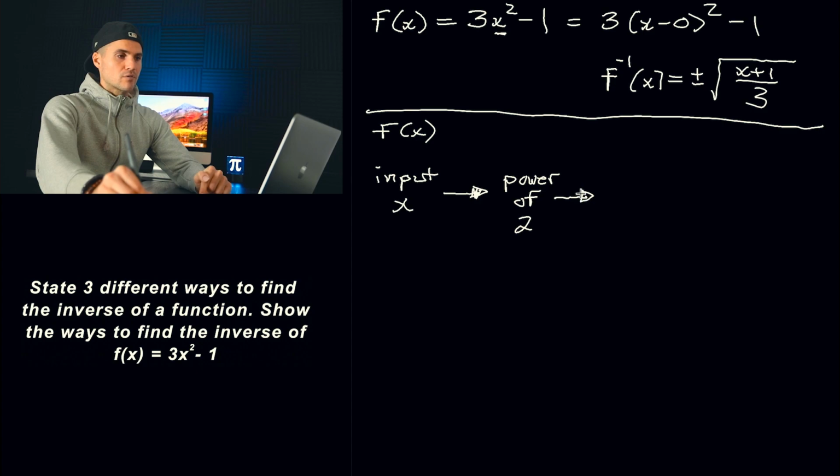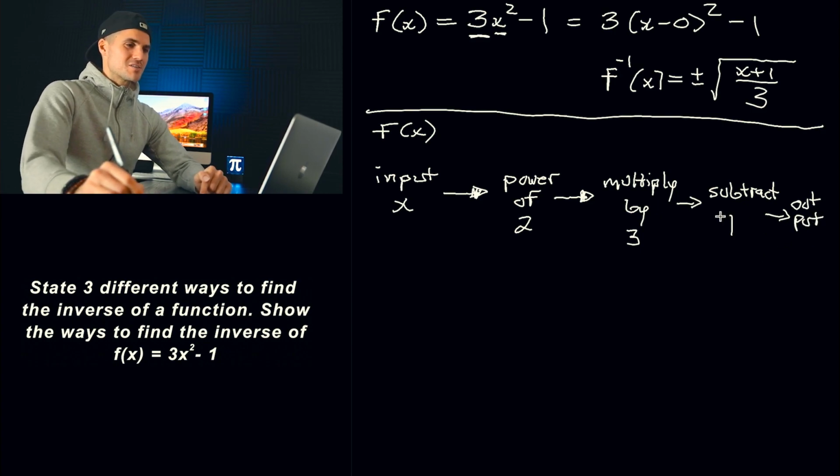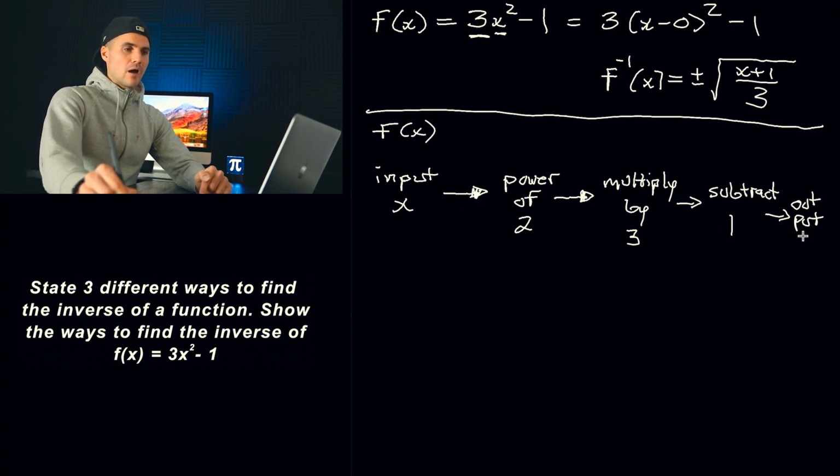Now, after we take it to the power of 2, what do we do? We multiply by 3, right? We multiply it by this 3, and then we subtract 1, and then we end up with our output. I'm actually running out of room here on the side, so I'm going to split that up into 2 words, output, right? And that's how we get our output here, y. So we have our input x, take it to the power of 2, multiply it by 3, subtract 1, and then we get our output y. This is for the function.